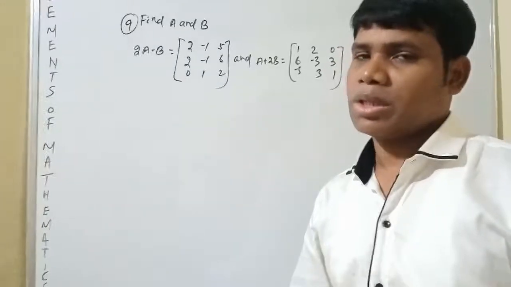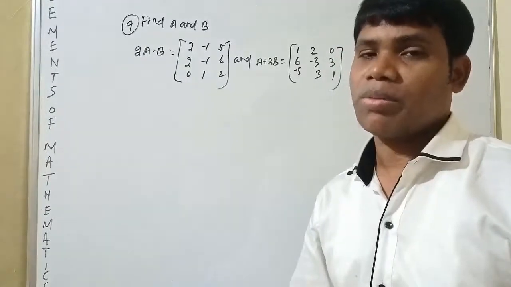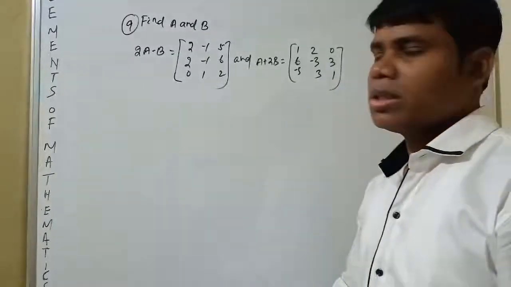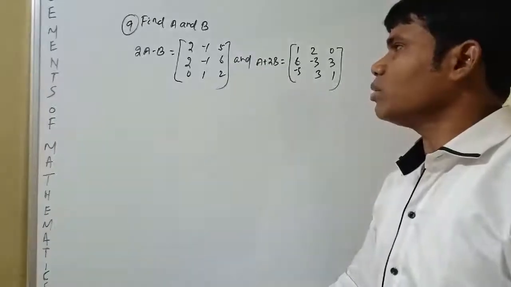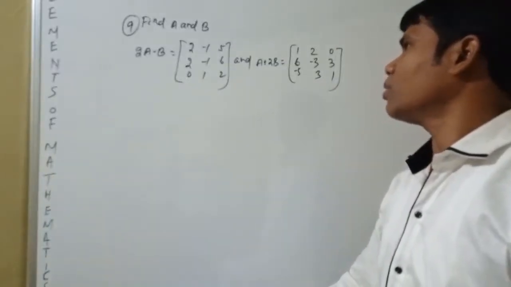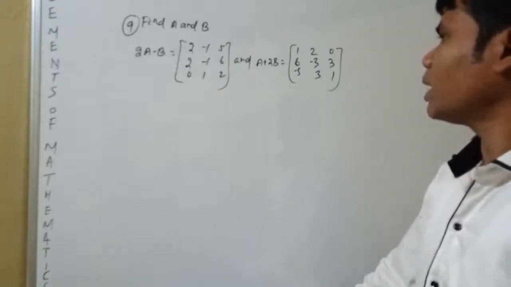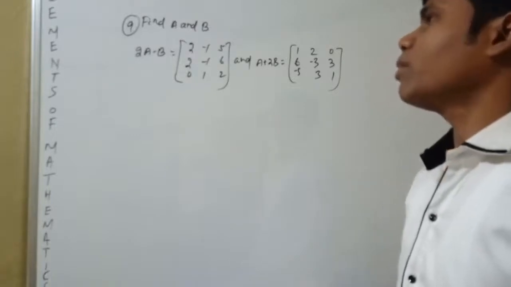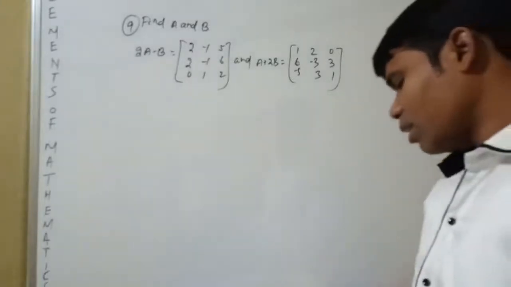This is question number 9. Up to question number 8 I have done in my previous video. The question is given: find A and B. 2A minus B is equal to the matrix [2 2 0; -1 -1 1; 5 6 2], and A plus 2B is equal to the matrix [1 6 -5; 2 -3 3; 0 3 1]. So we have to find the value of A and B.